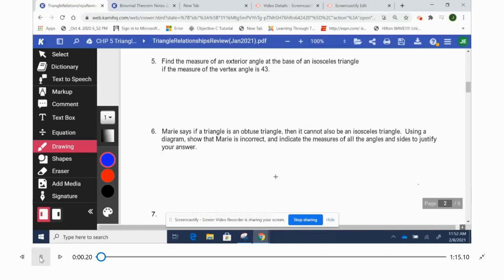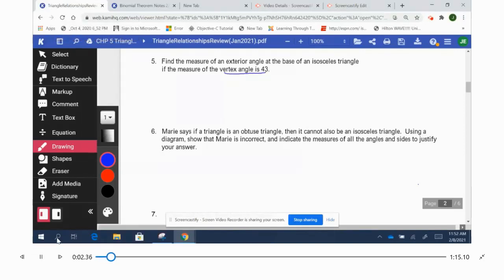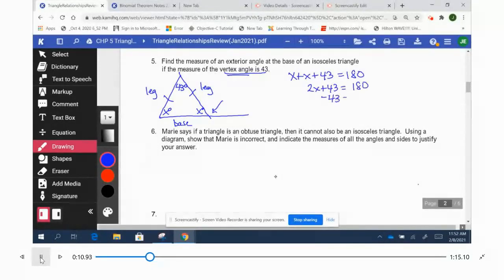Okay, page 2 of our Chapter 5 review packet. So just sketching a diagram to fit the description. In an isosceles triangle, the congruent sides are legs. The one that might not be the same is the base. Okay, so this time I'm going to do this one algebraically to get the interior angles.